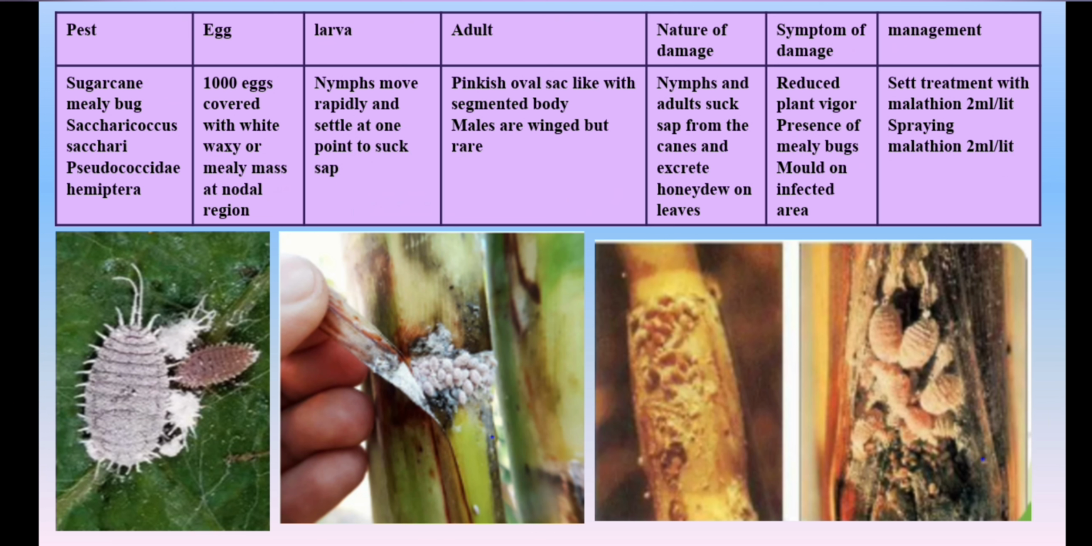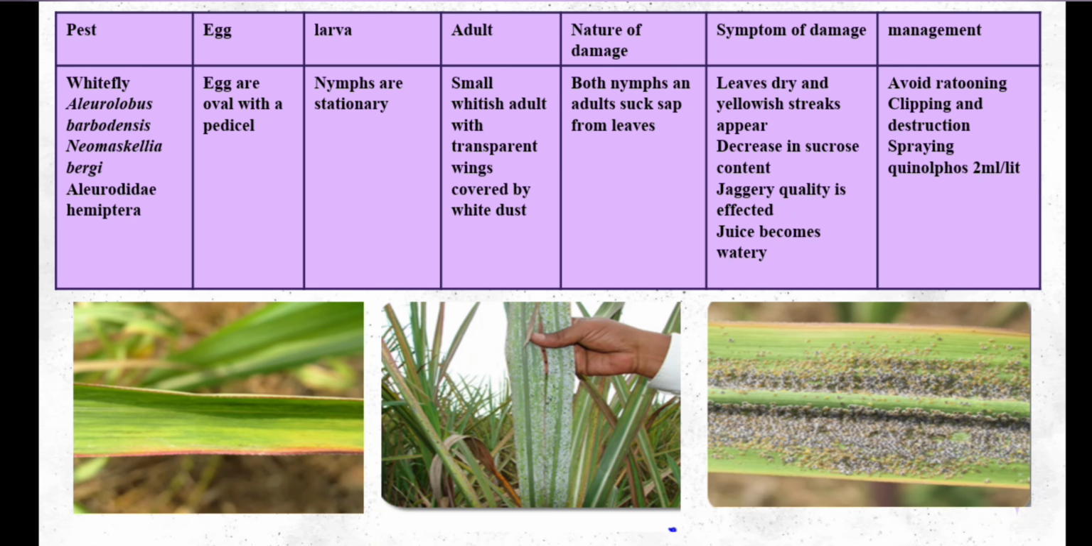Management. Set treatment with malathion 2 ml per liter or spraying of malathion in the main field, 2 ml per liter. And the next image is whitefly, Aleurolobus barodensis, Neomaskellia bergii, belonging to the family Aleyrodidae and order Hemiptera. So whitefly eggs are oval with a pedicel. So there will be a small pedicel in the case of whitefly eggs.